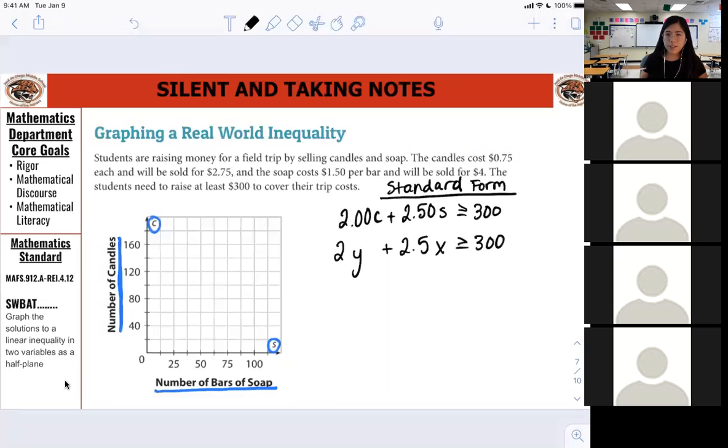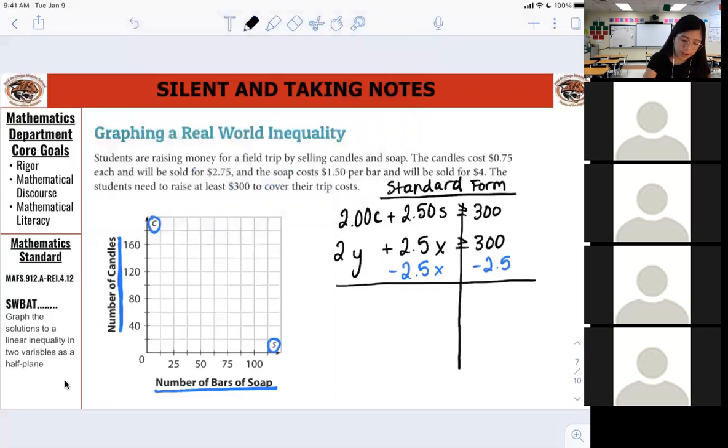So does anyone have questions as to why I changed the C to a y and the S to an x? You change it so you won't get confused. Exactly. And now I can actually do what I wanted to do, which is convert this to slope-intercept form, which means I need to get the y by itself. So what should I move to the other side? The 2.5x. See why I did that, guys? Because I got a little bit confused just now. So that's what we're moving.